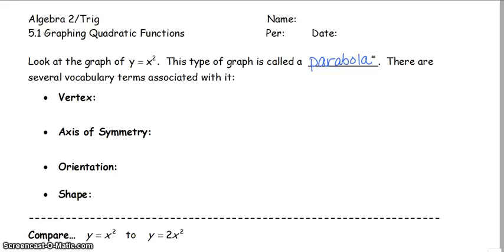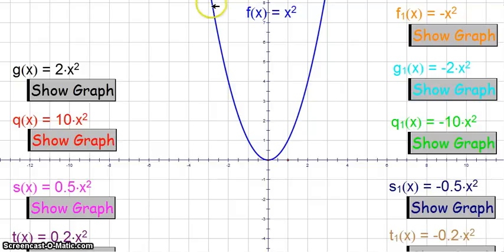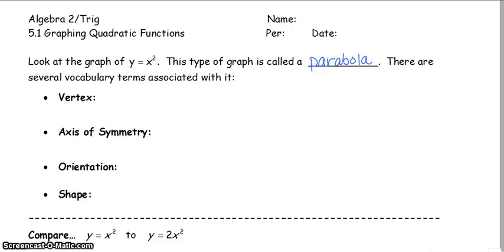There are several vocab words that are going to be associated with parabolas that are different than just a linear equation. The first is the vertex. The vertex of the graph is the pinnacle point where you change direction. So if I look at my parabola here, it's going down, down, down, down. It hits my pinnacle point where it changes direction and it comes up. So my vertex would be located down here. So the vertex is going to be the lowest point of the parabola.